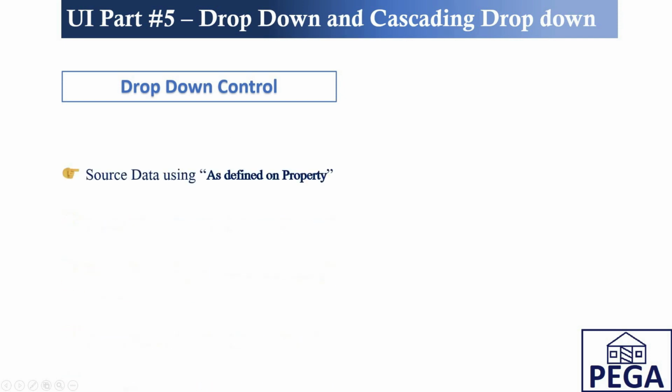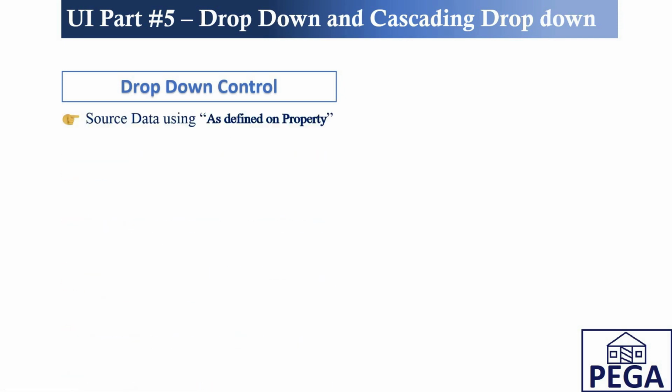Alright, today what we're going to learn is about the dropdown and the cascading dropdown control. So basically what I'm going to explain today is how you're going to source the data in a dropdown control. There are multiple ways that you can source the data in the dropdown. The first one is as defined on property. What this does is you define certain data in the property, and then when you launch this dropdown in the UI, automatically you would see those values coming up on the UI.